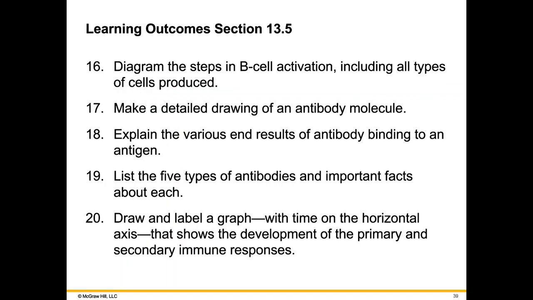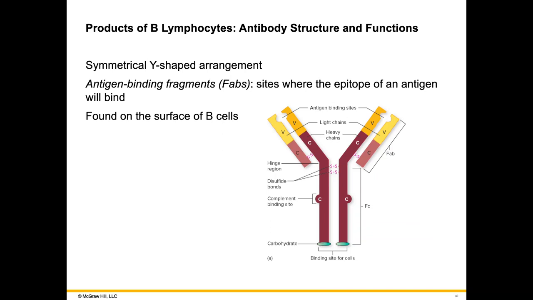Moving to 13.5, we'll diagram B cell activation. We'll look at another drawing of antibody molecules. We'll explain the various end results of what happens when B cells are stimulated. We'll talk about types of antibodies, and we will also talk about primary and secondary immune responses.